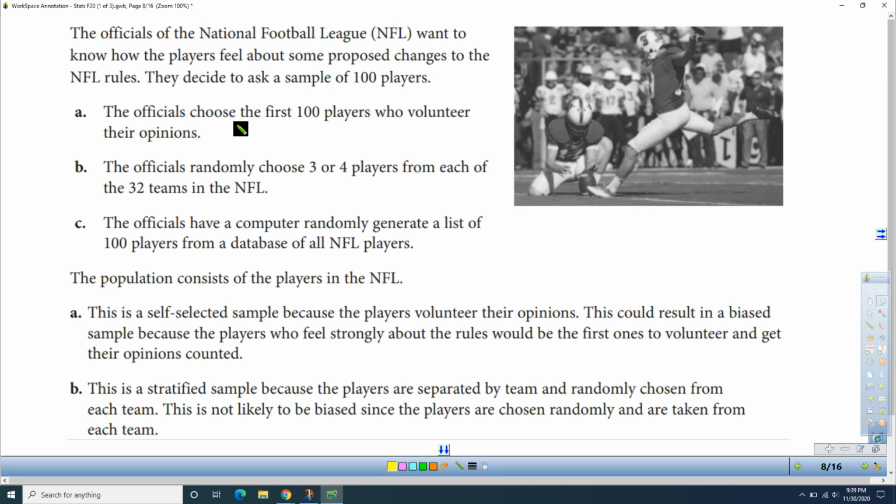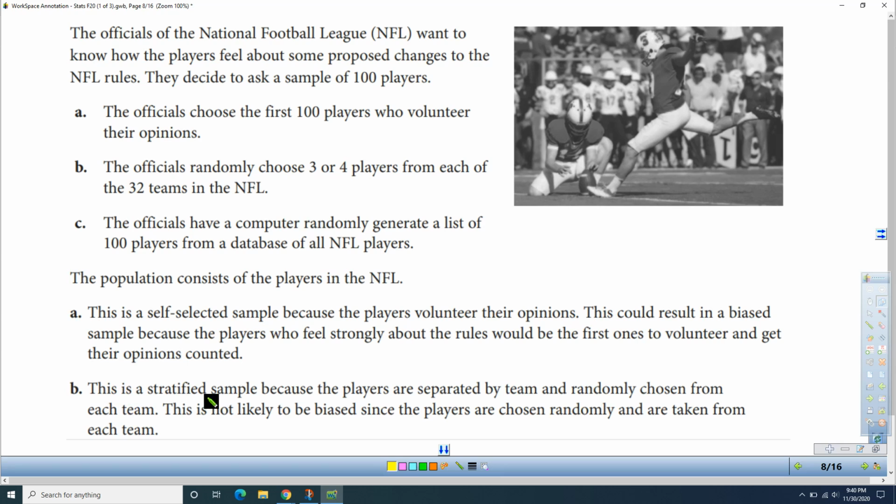So taking volunteers is probably not the best choice. Now, B, it says the officials randomly choose 3 or 4 players from each of the 32 teams, which is how many teams there were when this was printed. Well, is that a good idea? What kind of sampling is that?